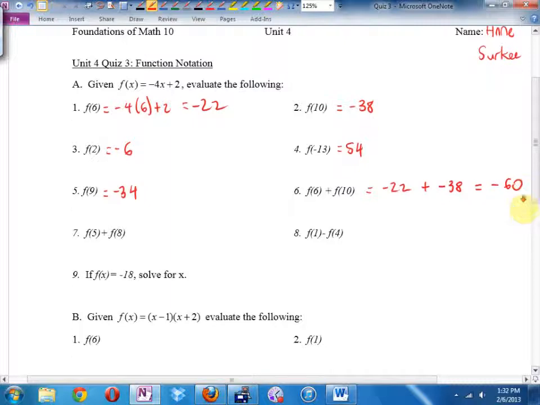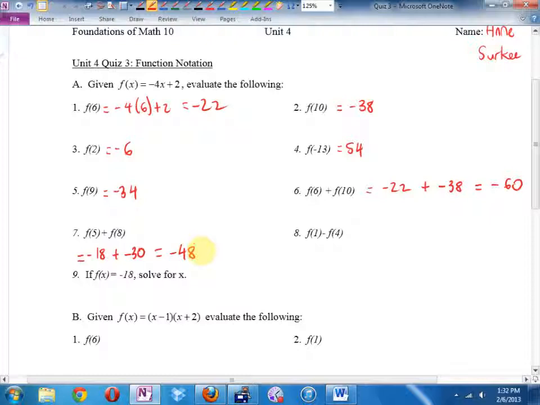F of 5 plus f of 8. Oh, this one I'm actually going to have to calculate. F of 5 is going to be negative 20 plus 2, negative 18, plus f of 8 is negative 32 plus 2, negative 30. Is the answer negative 48? I think.